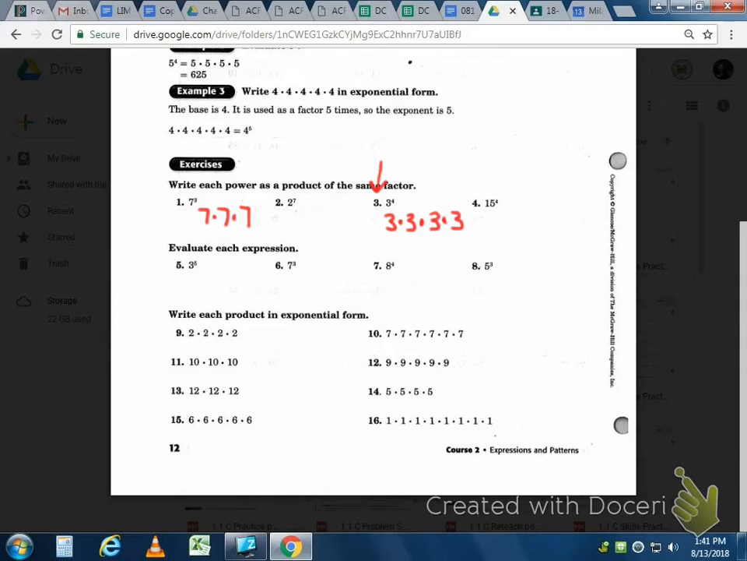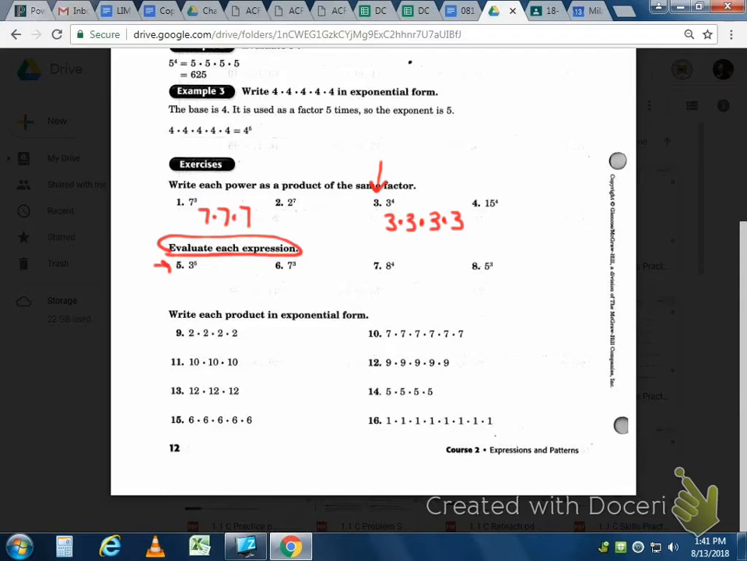All right, the next ones are going to take a little bit of work, so you might have to do some work writing this out. Number 5 says evaluate each expression. Evaluate means what word? Everybody? Solve. So 3 to the 5th power.